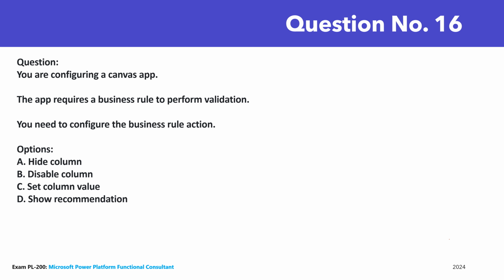Question: You are configuring a Canvas app. The app requires a business rule to perform validation. You need to configure the business rule action. Options: A. Hide column. B. Disable column. C. Set column value. D. Show recommendation.